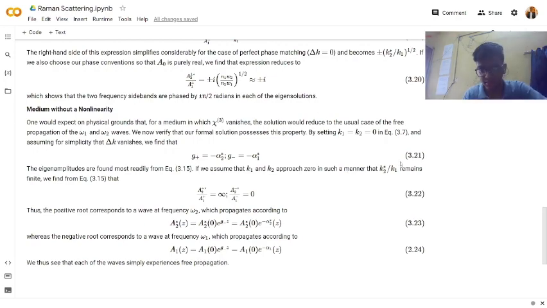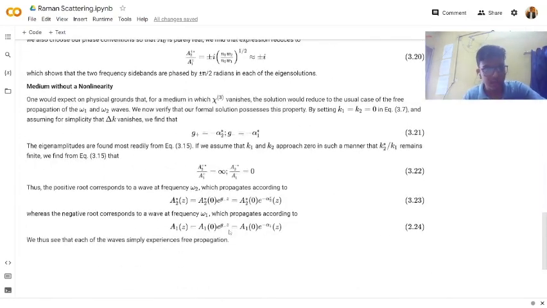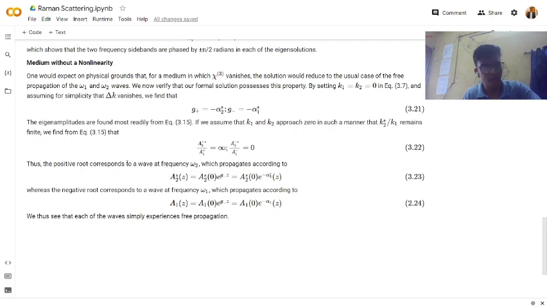Now once we get this, we can see that the ratio which we obtained here for the general case turns out to be infinity for the positive one and 0 for the negative case. And thus we can see that the positive root of the wave, which corresponds to omega 2, corresponds to this one, which is equation 3.23, and the negative root corresponding to omega 1 propagates as this. We can clearly see that these waves simply experience free propagation, as equations 3.23 and 3.24, sorry for the mistake here, are equations of free propagation.